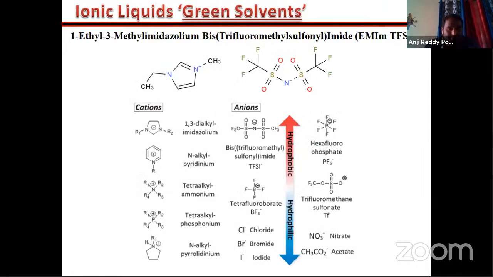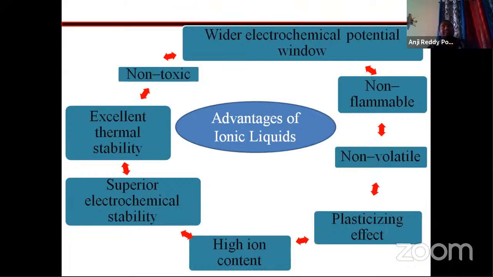These are the different ionic liquids I have given here, with different cations and different anions. What are the advantages of these ionic liquids? I have given the complete picture here: plasticizing effect, non-volatile, non-flammable. All the advantages I have given here.